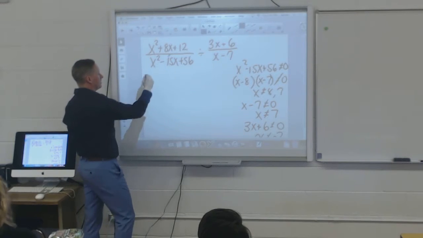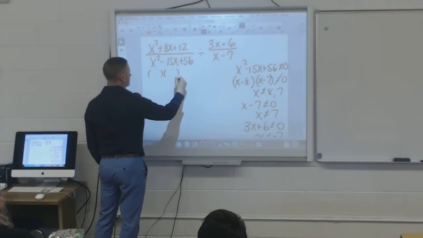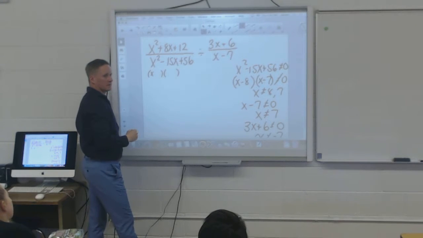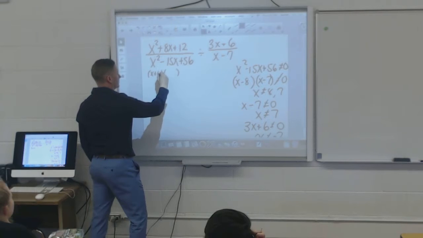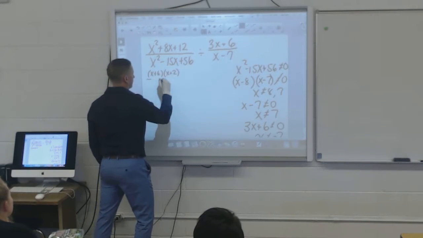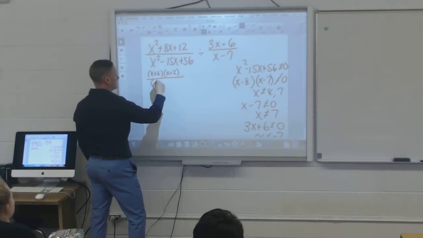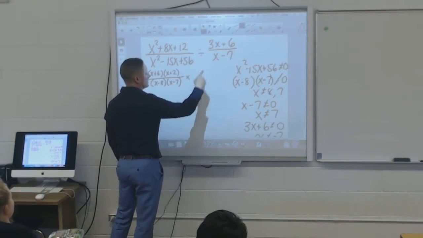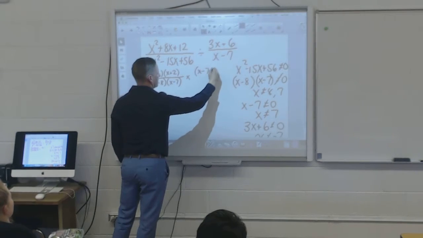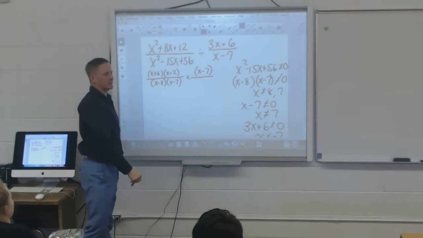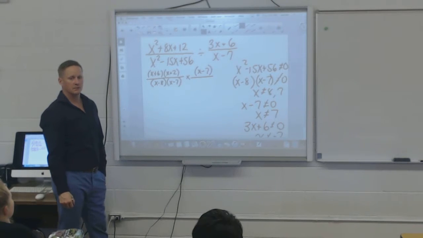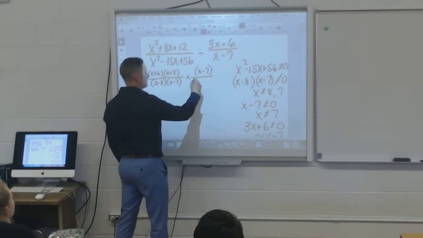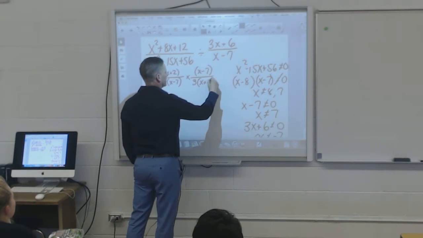Factor the top part out. What does it factor to? X plus 6, x plus 2. The bottom we decided was x minus 8, x minus 7, right? Times x minus 7 on top over here. And then what do I factor out of 3x plus 6? Factor out a 3. Leaves me with x plus 2.